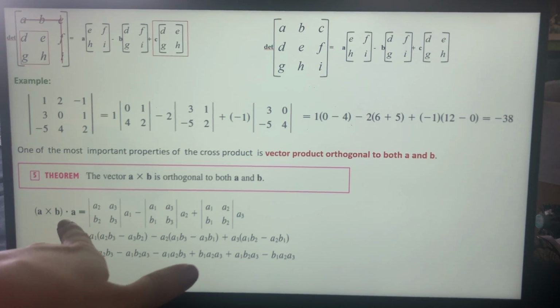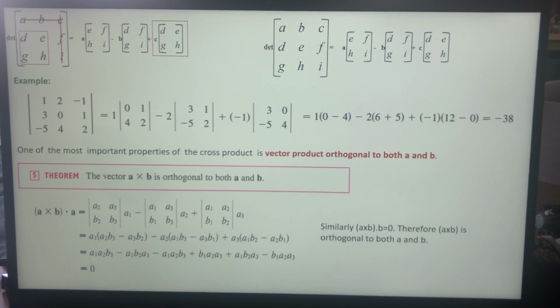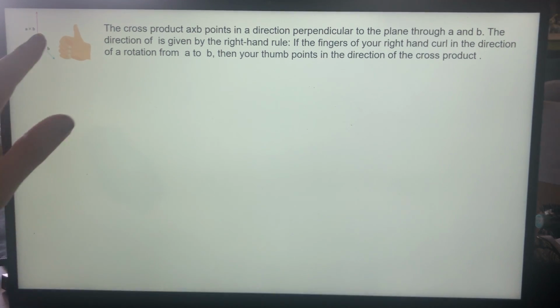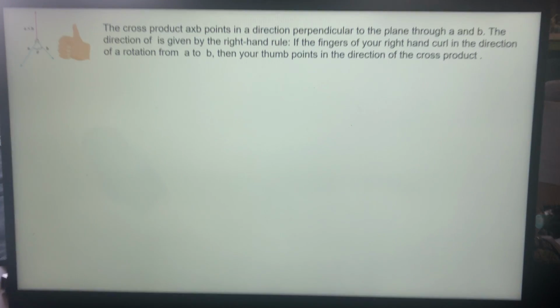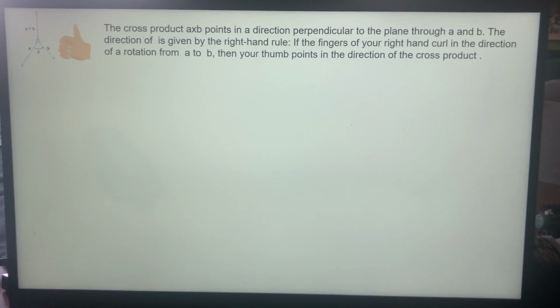And you can do the same thing for the B vector, and you will find exactly the same 0, because the cross product will be orthogonal to both of the vectors you take. According to the right hand rule, you can find the direction of the cross product. If A and B are here, use the fingers of your right hand and curl them in the direction of rotation from A to B, and your thumb will show the direction of the cross product. Okay?